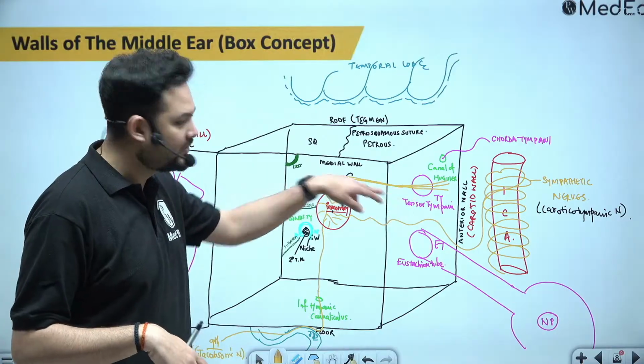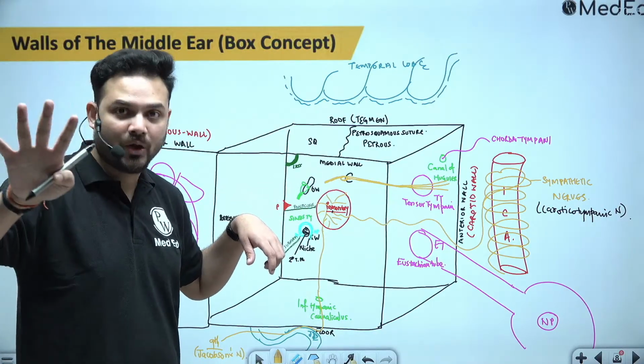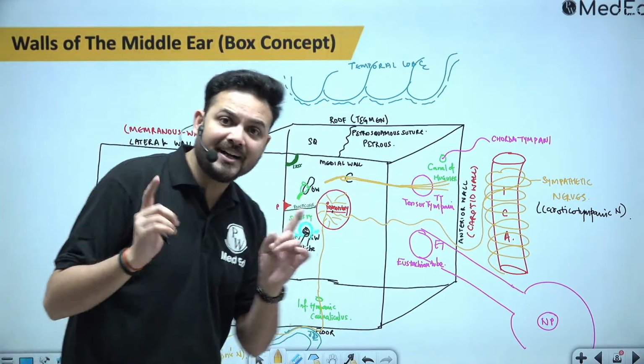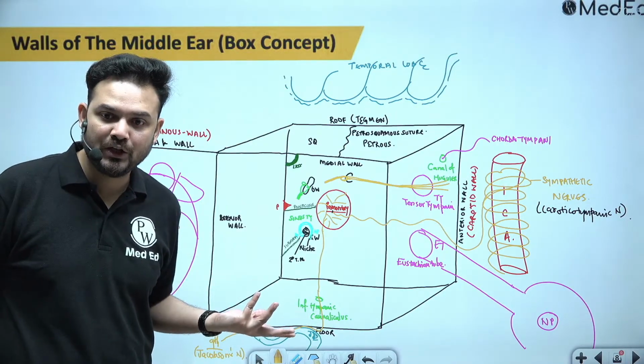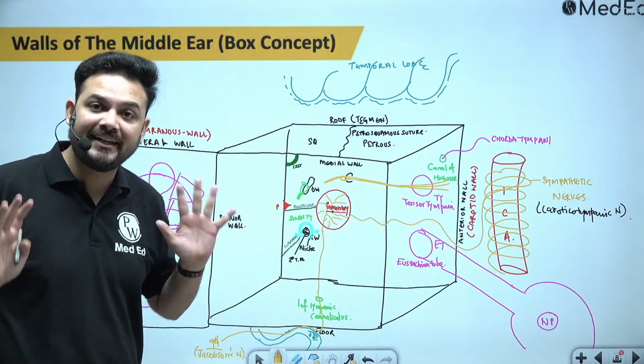We have entered into the last part of the medial wall of middle ear. That is the last part that you see, and that is the facial nerve. So only the facial nerve is left. That is the 10th thing that you will see.